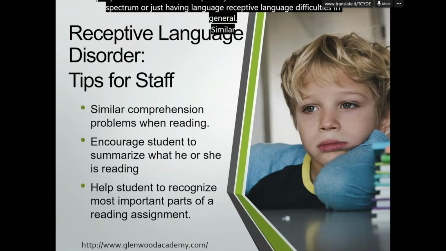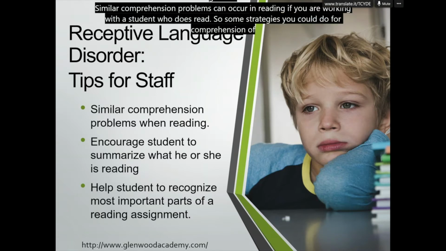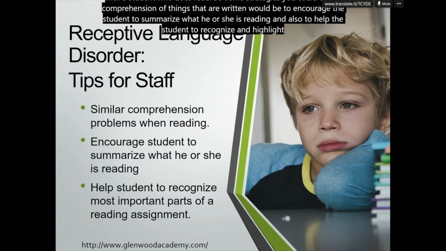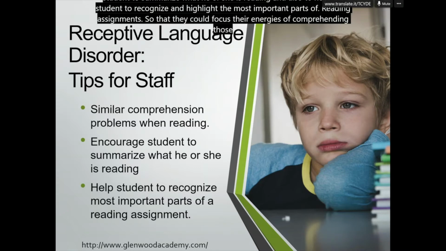Similar comprehension problems can occur in reading if you are working with a student who does read. So some strategies you could use for comprehension of things that are written would be to encourage the student to summarize what he or she is reading, and also to help the student to recognize and highlight the most important parts of reading assignments so that they can focus their energy on comprehending those particular parts.